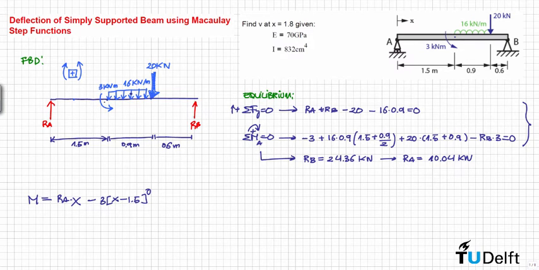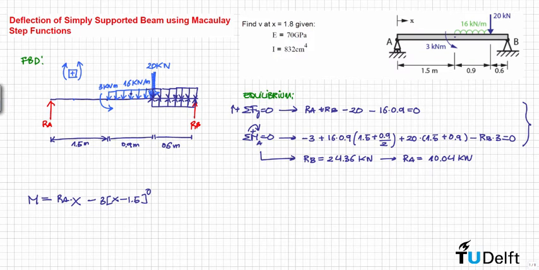And now the distributed force, and here we have to do a trick, because it's very important to remember that if we have a distributed force like this one, if we want to use Macaulay's step function, once we start having a distributed force, we must have it until the end of the beam. So as I said, we can do a trick. We can extend here the distributed force. So now we have it until the end of the beam, and we subtract the same amount here. So this is equivalent to what we have before, but now we can apply Macaulay's step function.